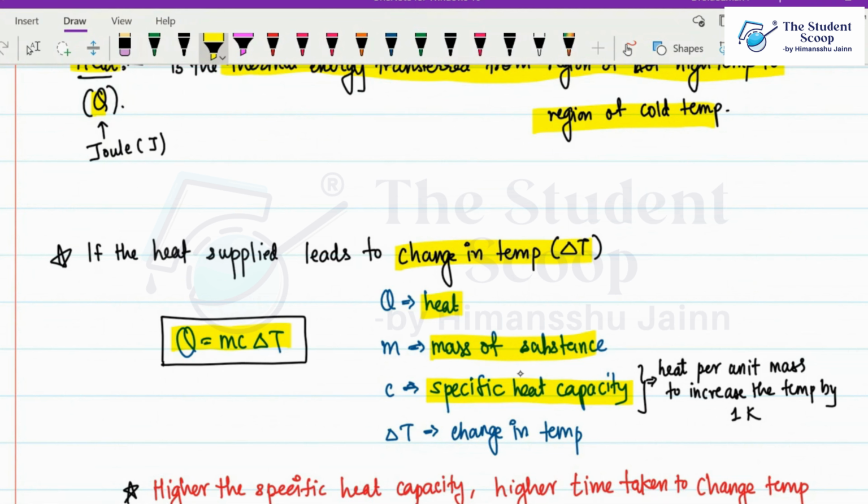Okay. And the last parameter is the change in temperature, how much we would like to change the temperature. So we can define specific heat capacity as the heat required per unit mass to increase the temperature by 1 Kelvin or 1 degree Celsius. Now, one thing I would like to note is that for the change in temperature, whether it is in degrees Celsius or in Kelvin, it doesn't make any difference because we are talking about differences in temperature.